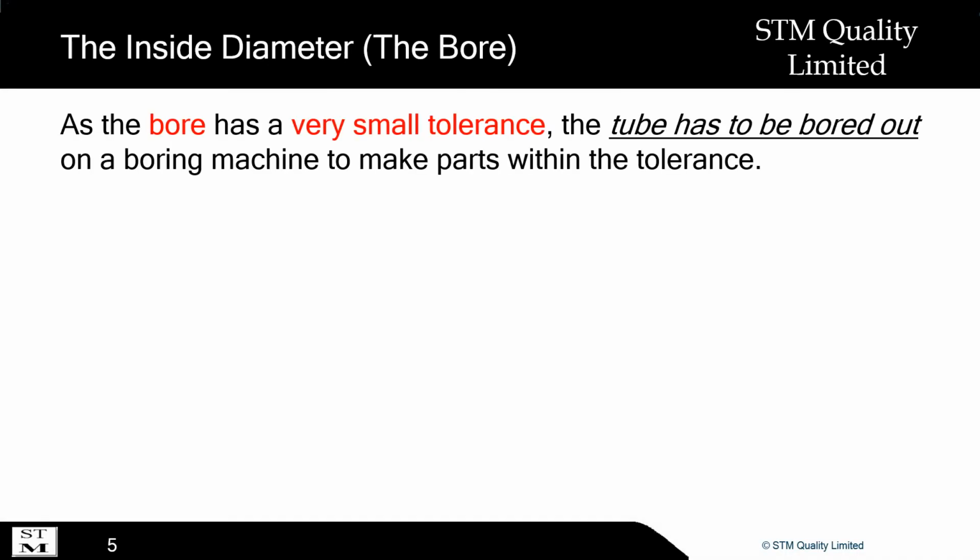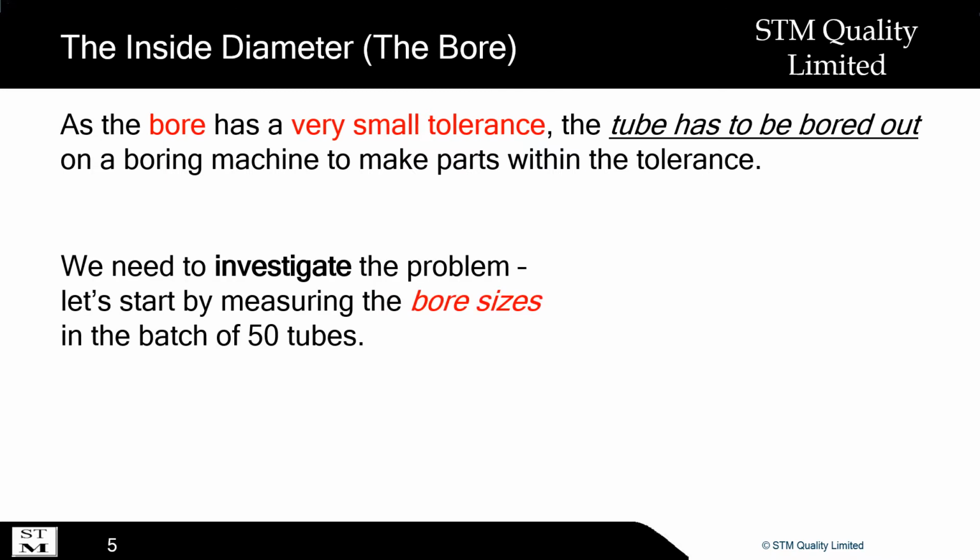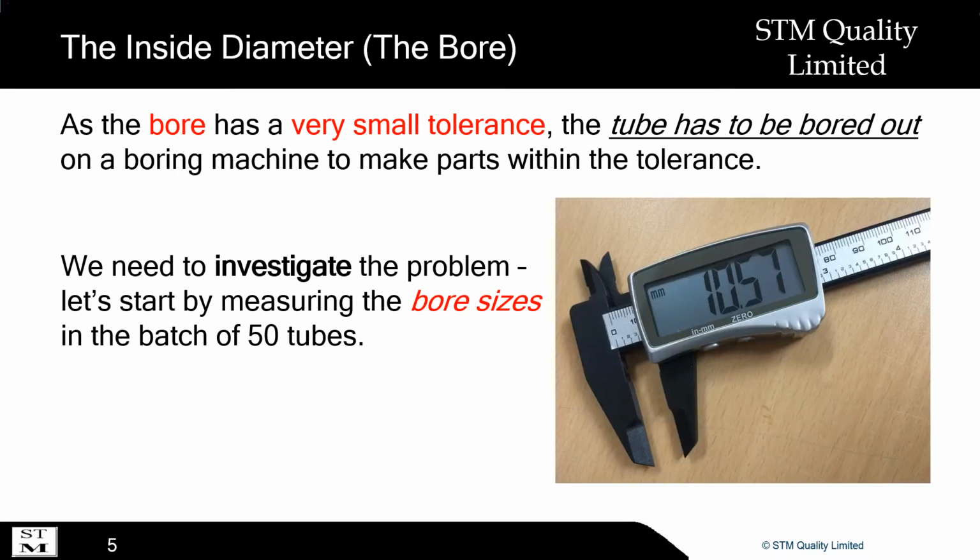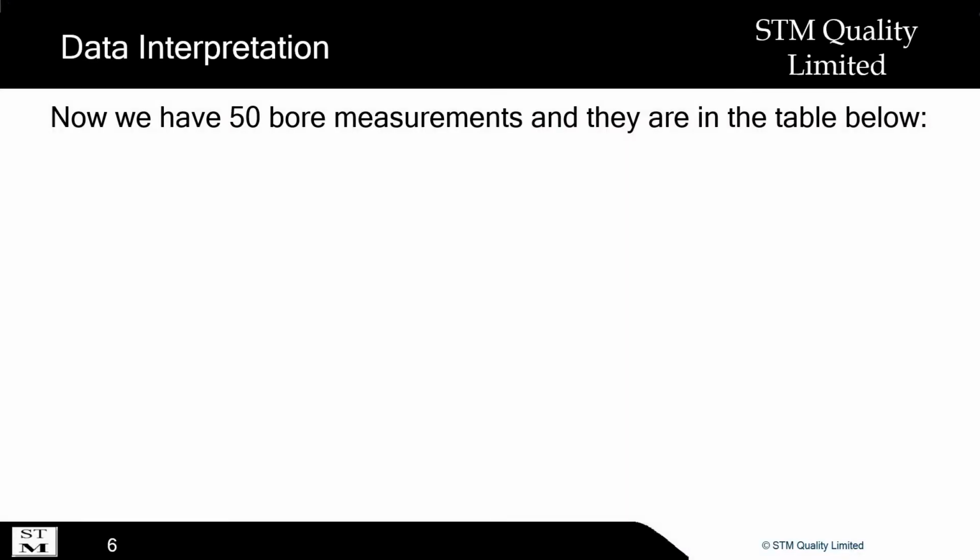As the bore has a very small tolerance, the tube has to be bored out on a boring machine to make parts within the tolerance. We need to investigate the problem. Let's start by measuring the bore sizes in the batch of 50 tubes. Now we have 50 bore measurements and they are in the table below.